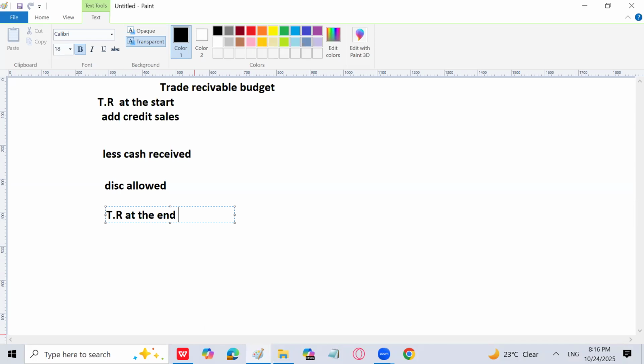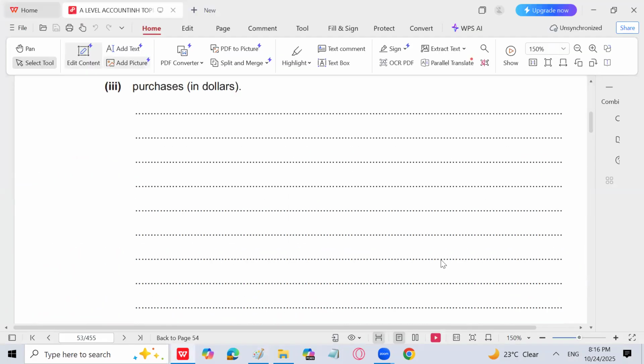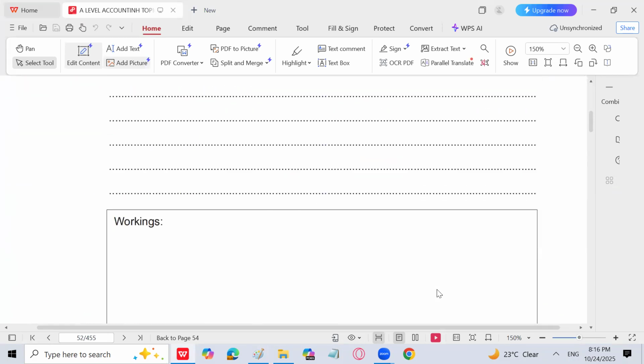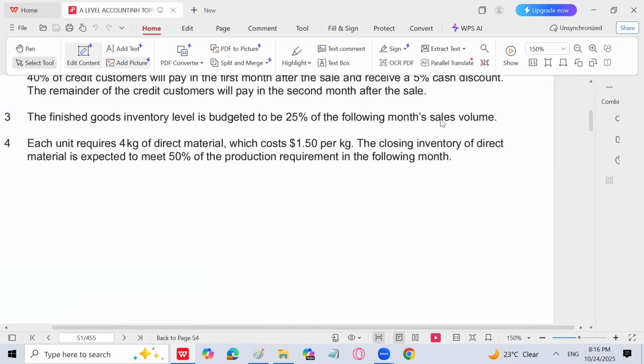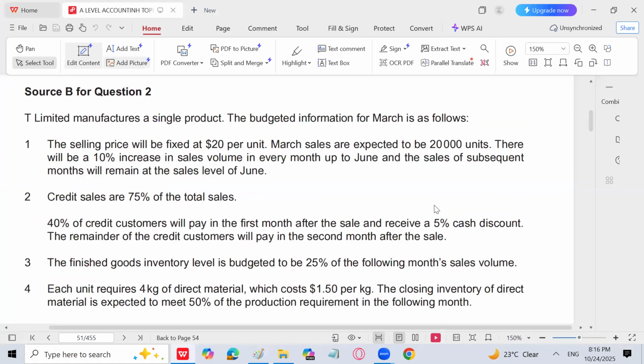October, November 23, 42, topic of budgeting from A2 accounting. So let's see the question. Source B for question number 2. T Limited manufactures a single product. The budgeted information for March is as follows. The selling price will be fixed at $20 per unit. So selling price of one unit is $20 per unit. March sales are expected to be 20,000 units. So 20,000 units into 20, we will get the amount of total sales, whatever it is going to be.